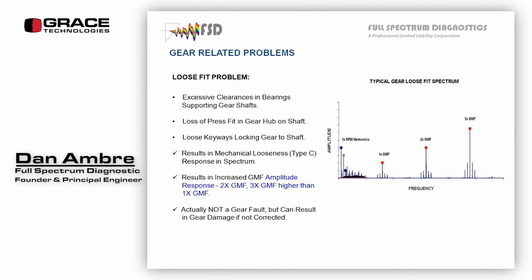And the last one, loose fit problem, not really a gear problem, but it'll turn into a gear problem. So we can lose our fit on our bearings, on our gear to the shaft, loose keyways. We get basically mechanical looseness type C, which usually shows up as low frequency harmonics, not gear mesh frequency. But we do have an odd change in the gear mesh frequency distribution. Instead of going down, they tend to go up as you go higher in gear mesh frequency. Not actually a gear fault, but can result in gear damage if not corrected. Okay.